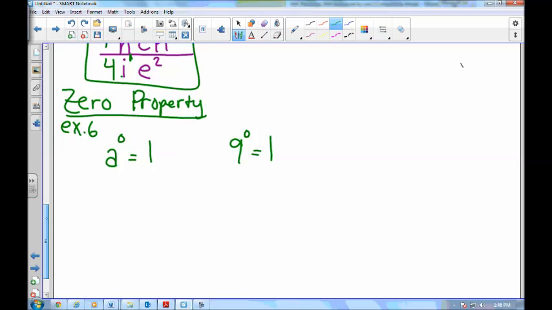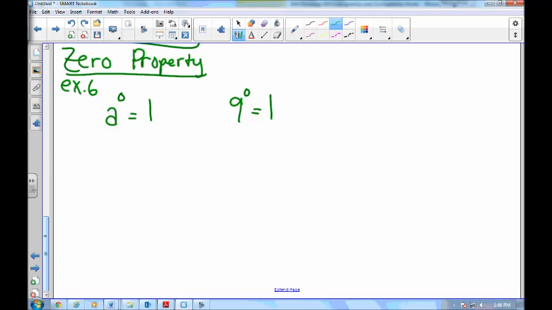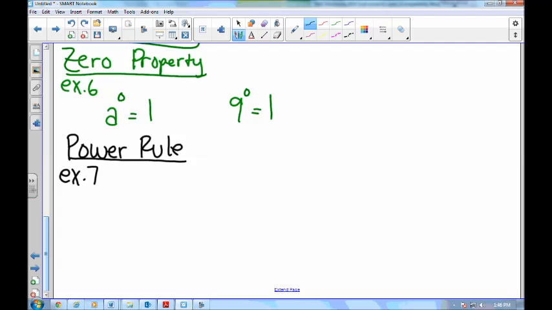Okay? The final property we're going to talk about is the power property. The power rule. Example 7.